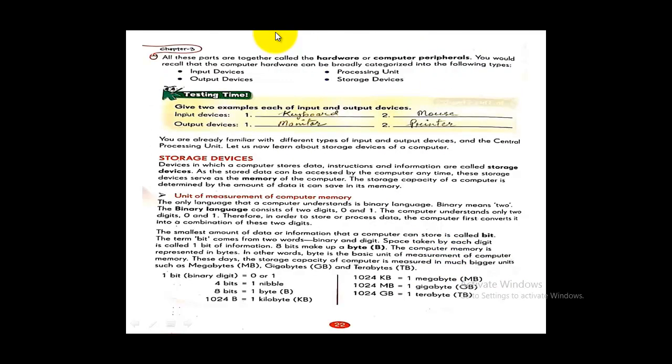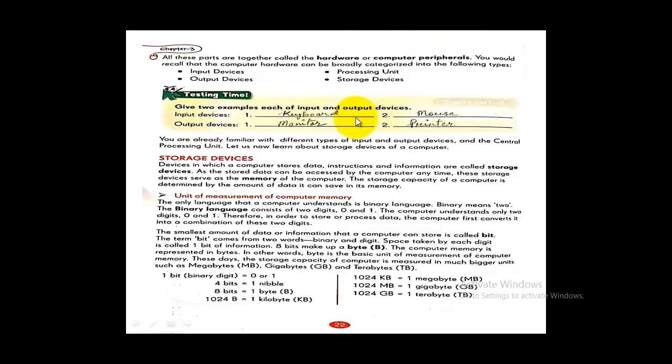We have done the hardware. The computer hardware can be broadly divided into input devices, output devices, processing unit, and storage unit. And all these parts that are connected together are called computer peripherals or hardware.